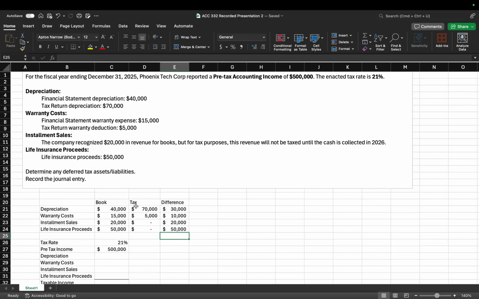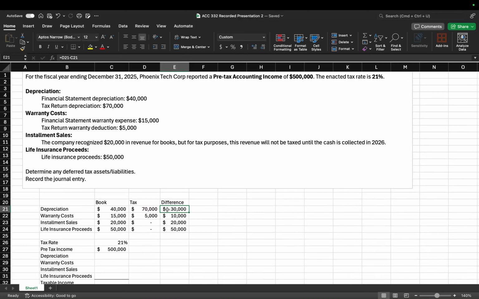So for depreciation, this could be something like a change in depreciation methods or something like that. And essentially, this is going to create a deferred tax liability because to the IRS, we're reporting $70,000 worth of depreciation expense. But then on our books, we're only recording $40,000. And so because to the IRS, we're saying we have more depreciation expense, that's going to reduce our net income more, which in the end is going to lead to paying less in taxes.